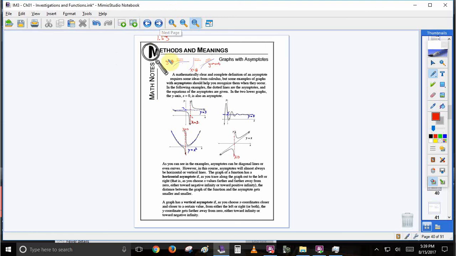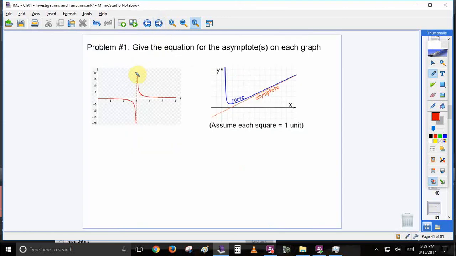To finish off the video here, I want you to give me the equation of the two asymptotes that are on each of those graphs. You might have to make a little bit of an assumption on this one here. So, tell me why you chose that, and we'll go from there.